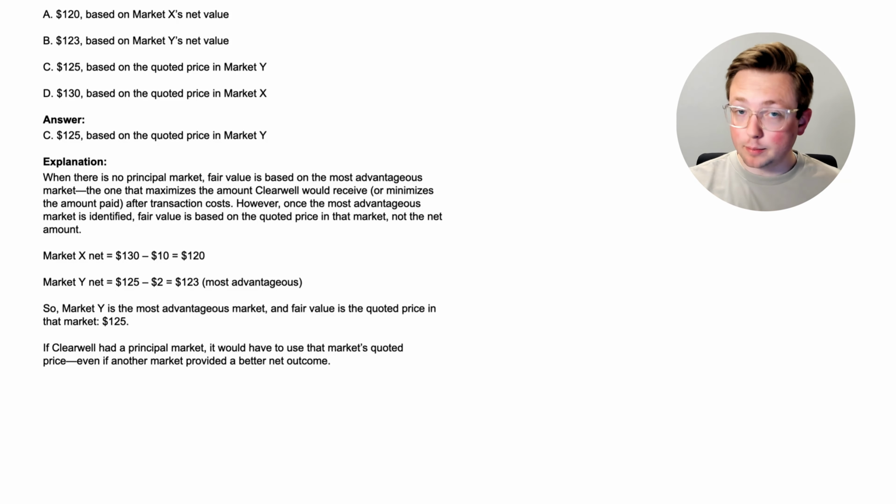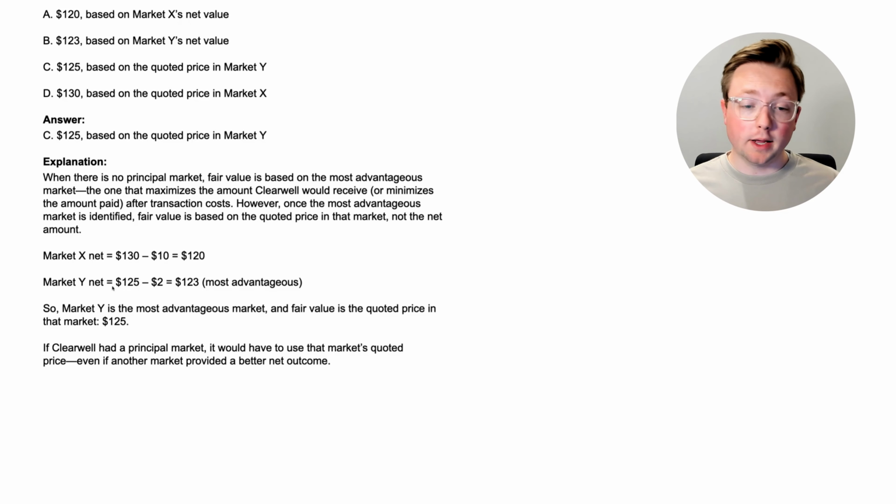If Clearwell had a principal market, it would have to use that market's quoted price even if another market provided a better net outcome. So between the two, between most advantageous and principal, in this case, if, for example, market X was the principal market, even though it's less advantageous than market Y, that is the fair value that we would use. So we would use $130 as the fair value if that was the principal market.